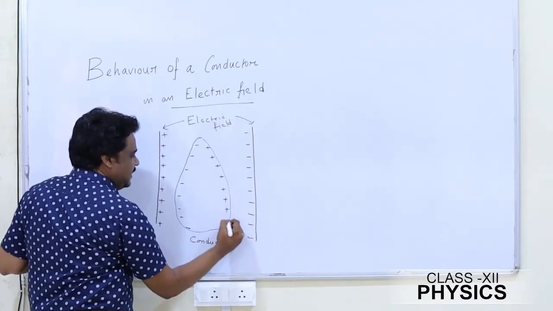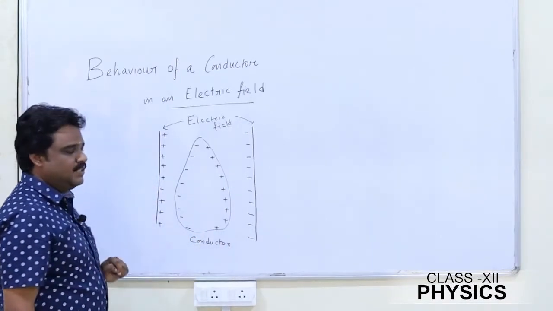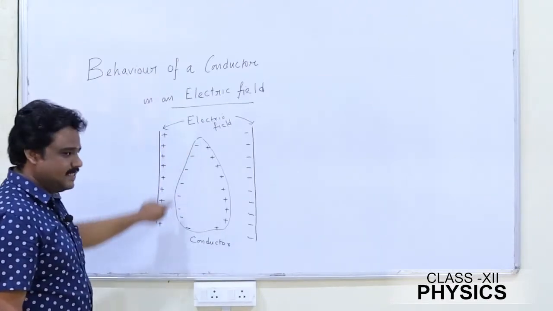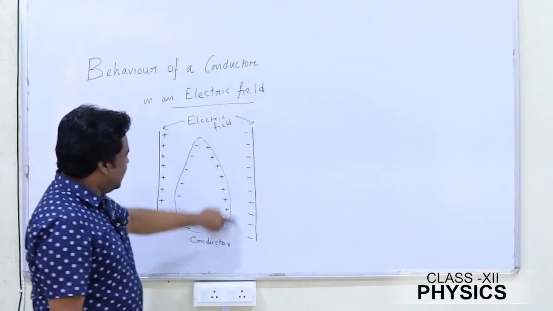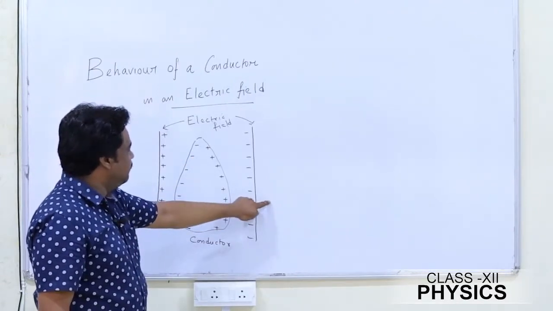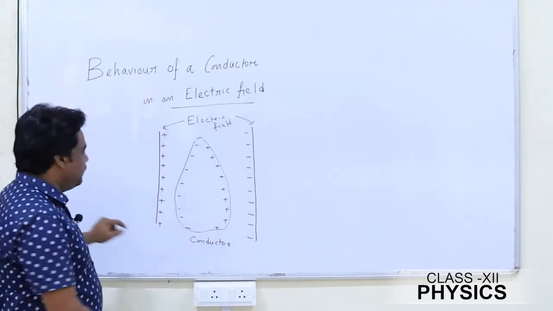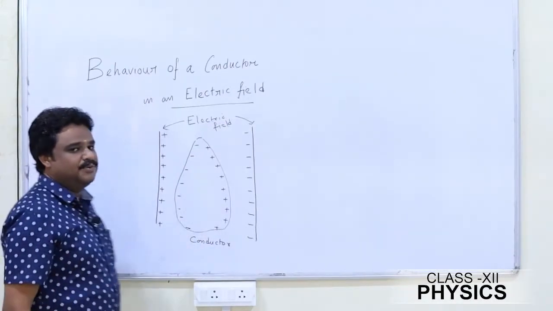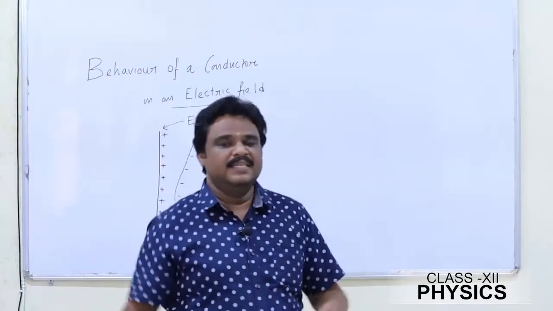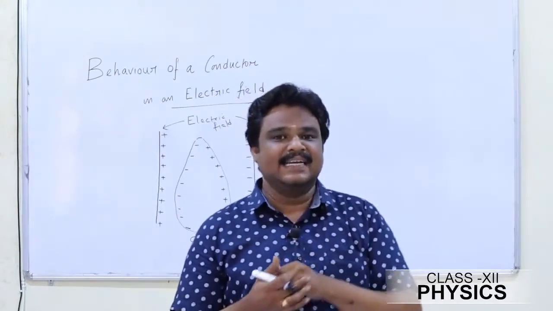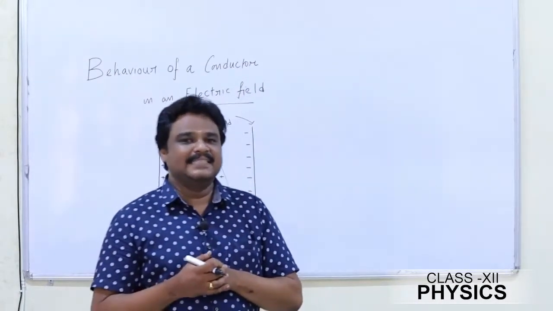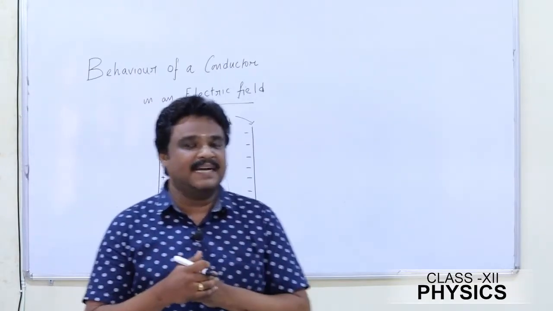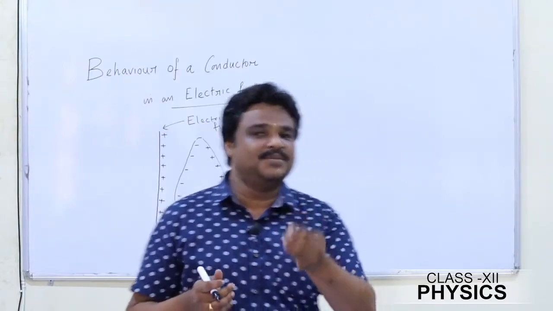Due to the redistribution of free electrons, the face of the conductor near the positive plate becomes negative, and the face closer to the negative plate becomes positive. So you are able to see an internal electric field is also produced. This redistribution of charges results in an internal electric field inside the conductor. And what is its direction? It is opposite to the applied electric field.